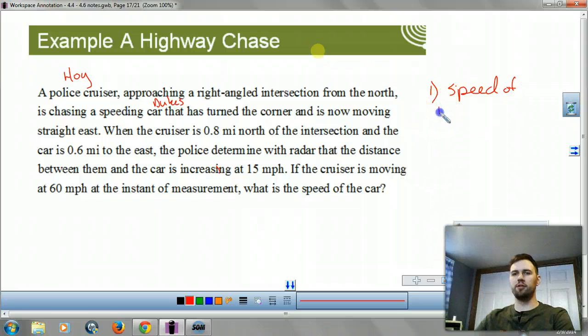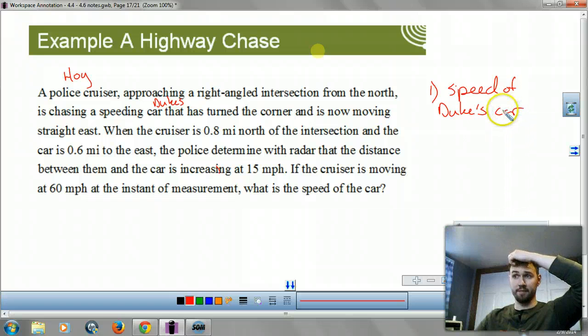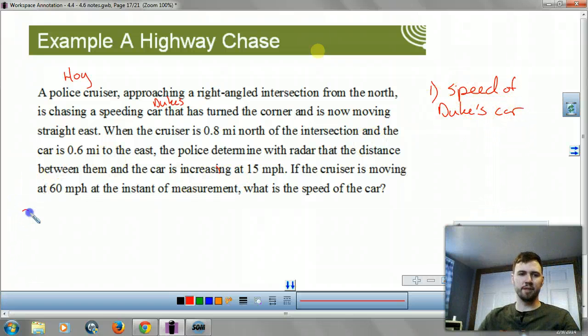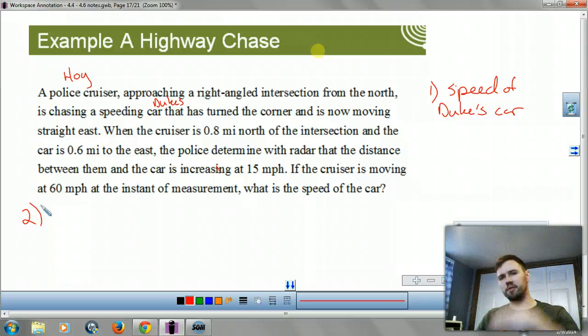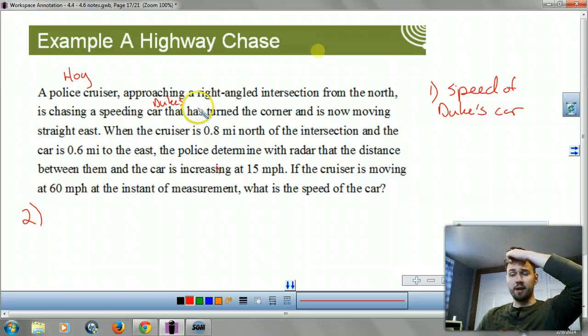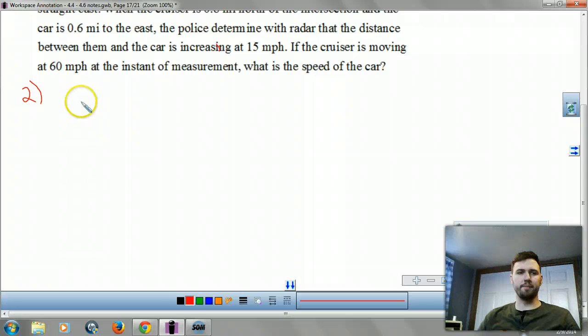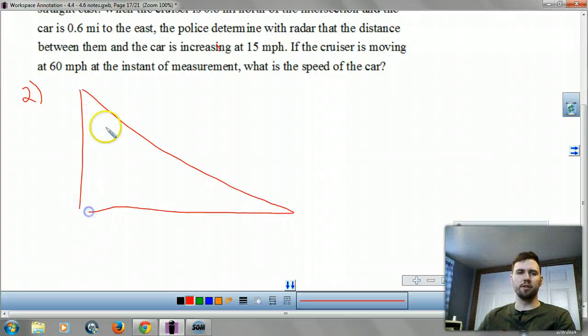Of Duke's car. Okay, number 2. I'm doing the steps from before. I'm gonna draw a picture. Okay. So we have a police car, the Popo, lights on it, flat siren. Okay, they're north, right?